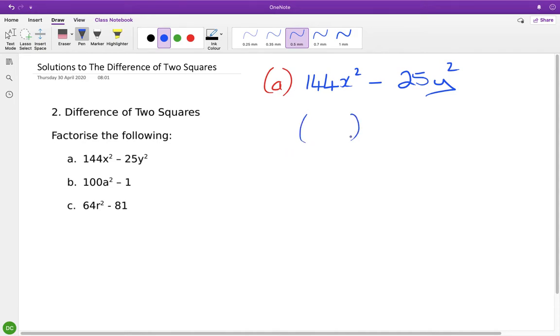Is there something that you can square to make 144? Was it on our list? It was. It's 12x squared. So 12 squared makes 144, and x squared is x squared. The minus in the middle. Here, something squared that makes 25 is 5, and y is squared. So if you apply the square to the 5, you get your 25, and if you apply the square to the y, you get your y squared.